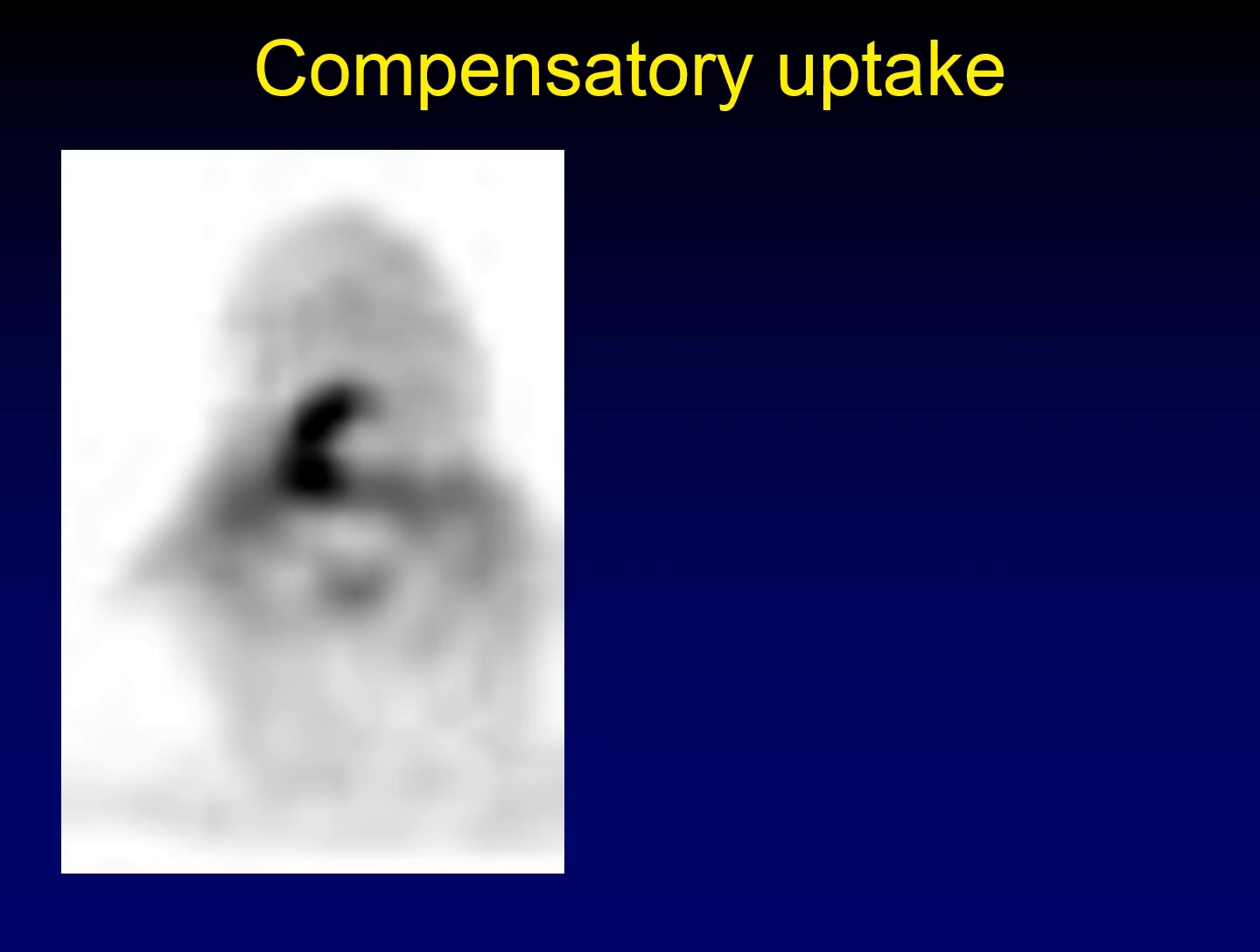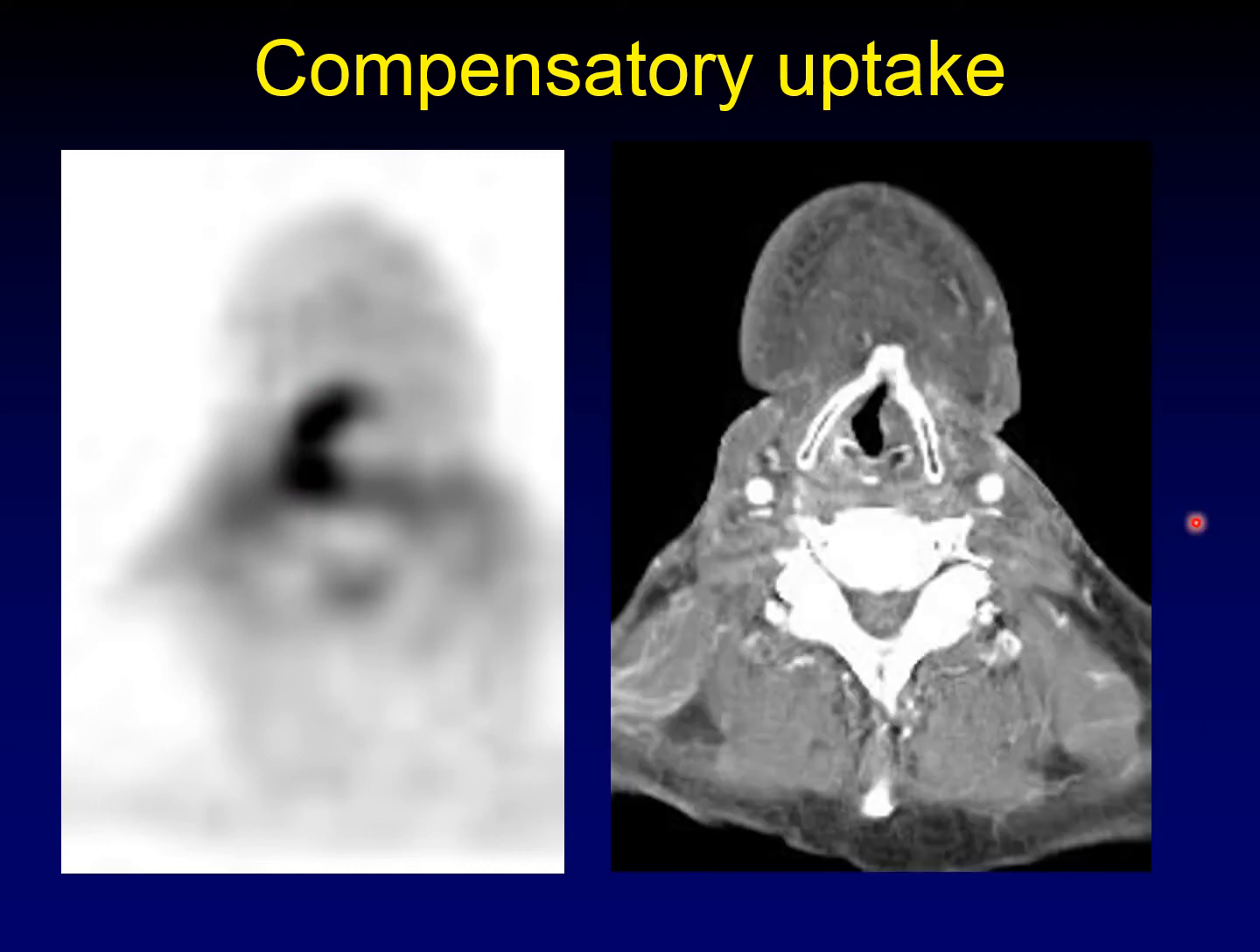This is another familiar one, compensatory uptake, really, really bright uptake on one side of the larynx. This is what happens when you have vocal cord paralysis on one side, the other side takes over, and you get increased FDG avidity on the side that's still working.